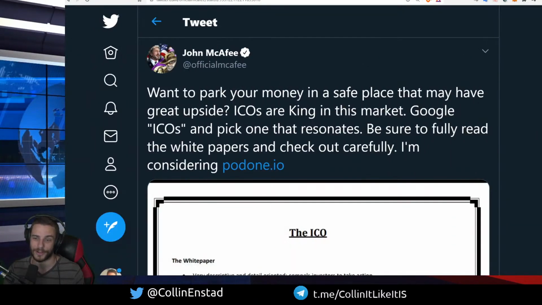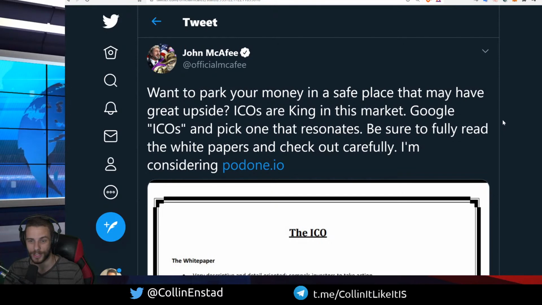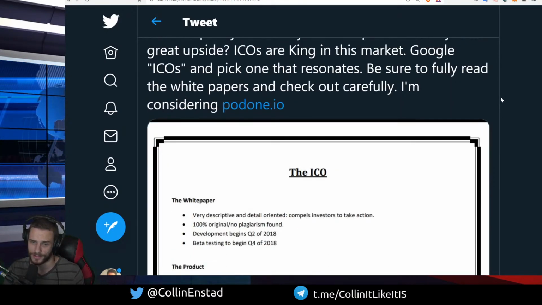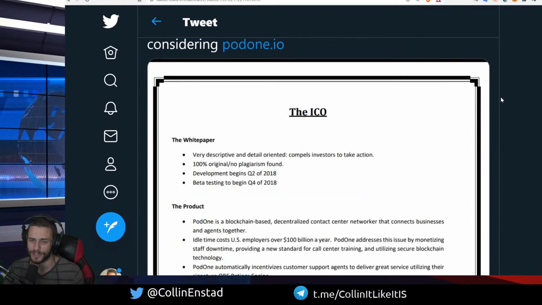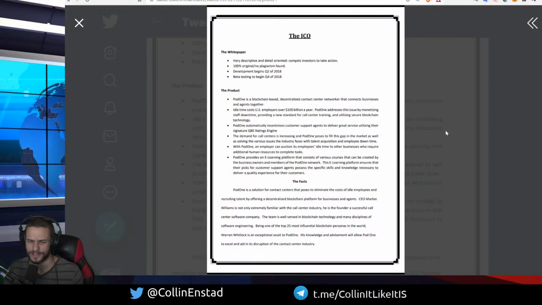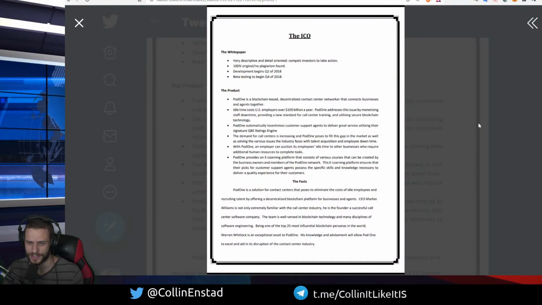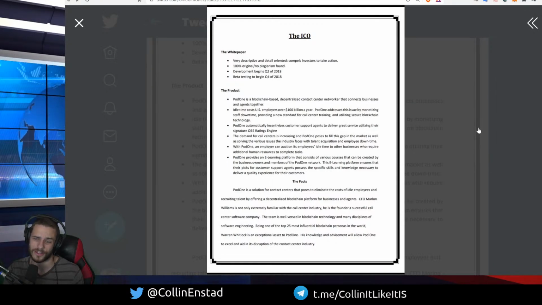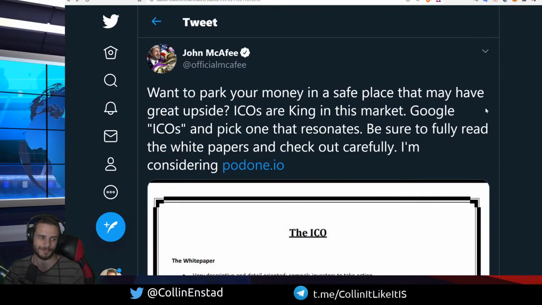seriously, it's like one a week. Want to park your money in a safe place that may have great upside? ICOs are king in this market. Google ICOs and pick one that resonates. Anyway, he's doing this pedant. Like, look at this white paper, I guess. Yeah, cool border, right? It's a call center coin. It's a call center coin.